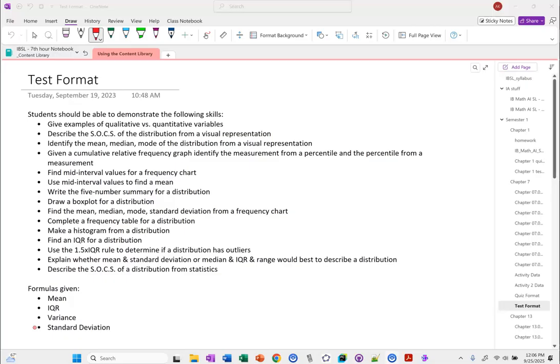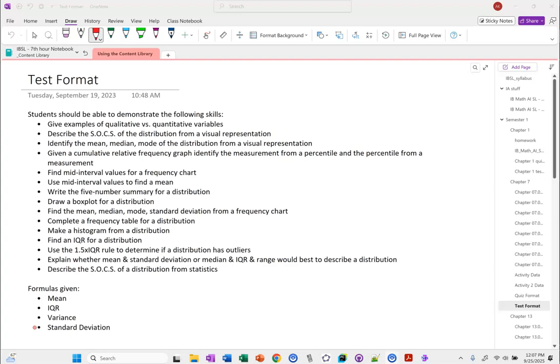Use mid-interval values to find a mean. Some of us are still kind of making a mess of that. I promise you, you're going to see it again, like I promised you before, that you need to be able to do that. So you have a frequency chart with mid-interval values, getting the mean out of that. You can use your calculator to do it, but you got to be able to do it correctly. Okay? We've done that problem like 3 times now. Everybody's okay? Try it today when you're doing your review. Make sure you got it.